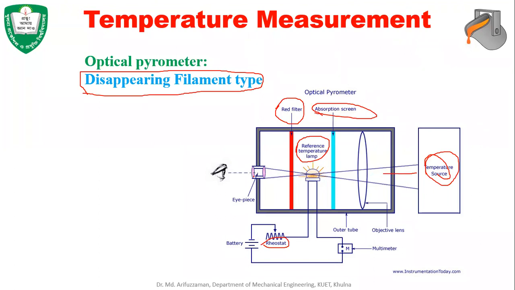Once the red wavelength passes through that, this object and this light can be varied.